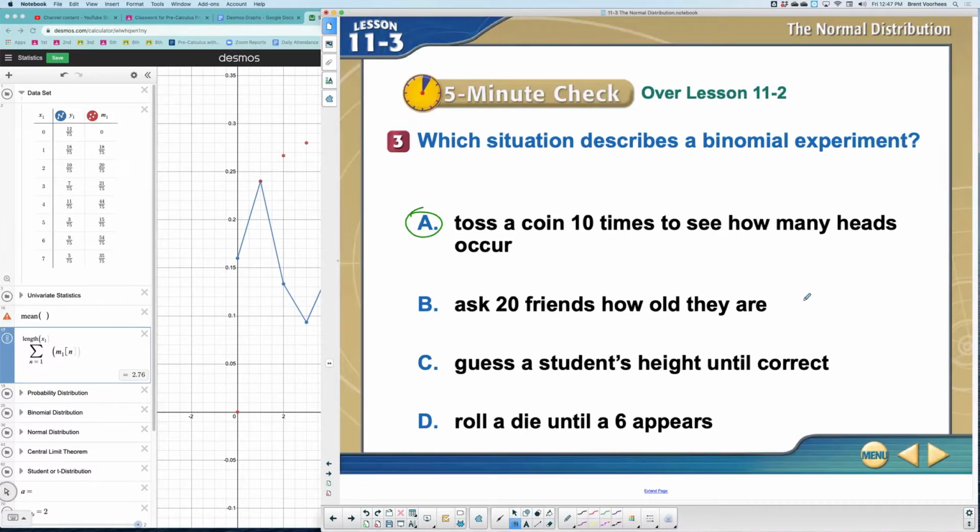I ask you, you might say 17. Someone else might say 18. Another might say 16. Notice there's a whole lot of options there. So it's not binomial.